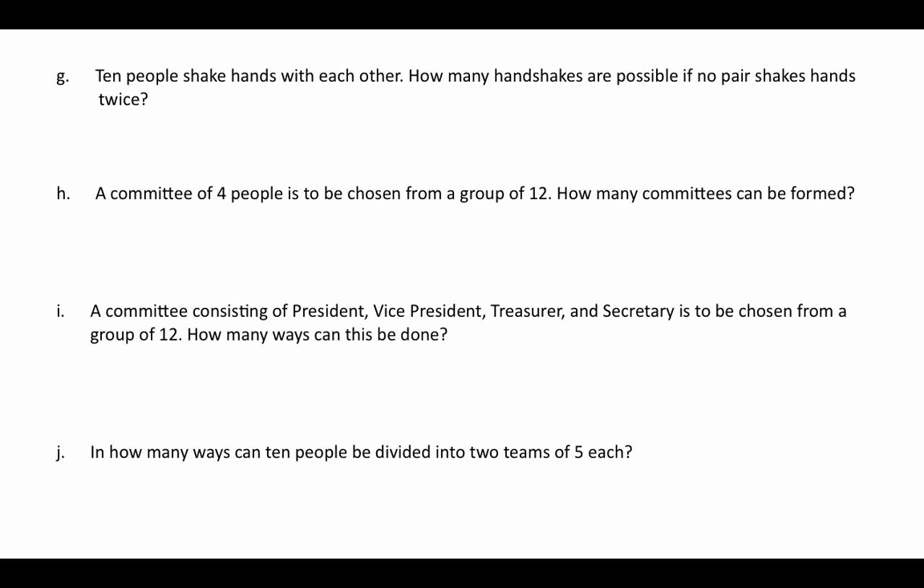No. If I shake your hand, I think that's pretty much the same as you shaking my hand. I think that basically a handshake is really just a combination. Two people coming together. Yeah.